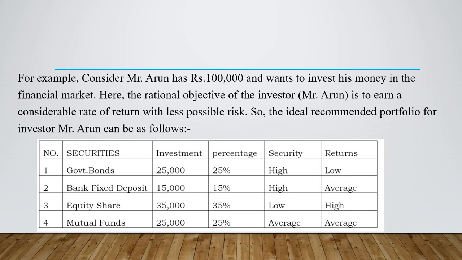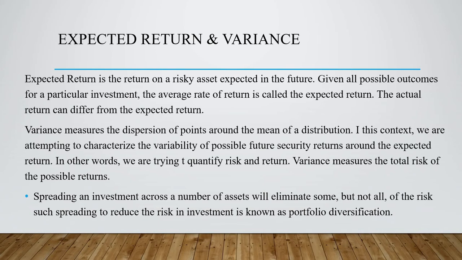Okay. So this is one example of how portfolio diversification, or investing in different financial securities, can take place. Next is expected return and variance. So what is expected return? Expected return is the return on a risky asset expected in the future. Given all possible outcomes for a particular investment, the average rate of return is called the expected return. The actual return can differ from the expected return.